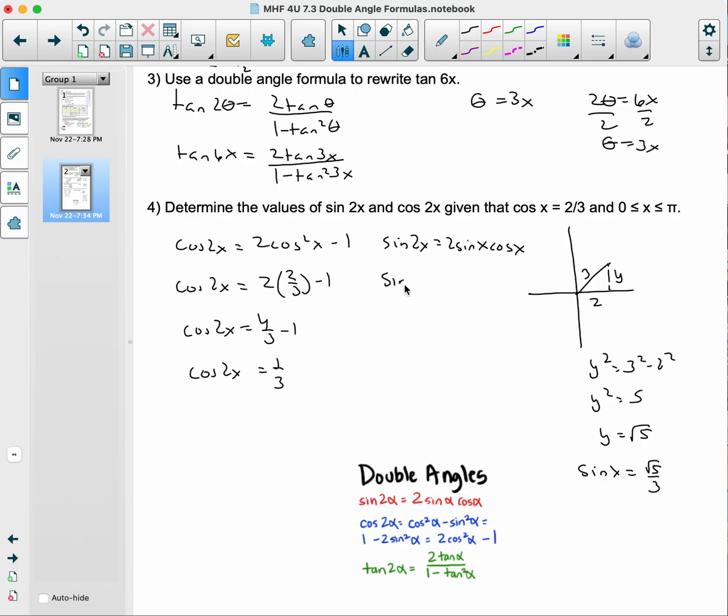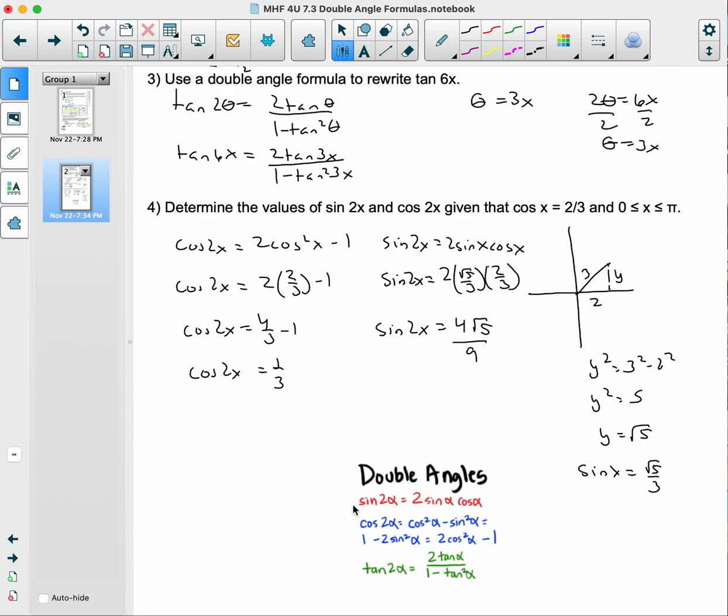So sine 2x is going to equal 2 times root 5 over 3 times 2 over 3. Okay. And then you just do the best you can with that. So the sine of 2x is going to be 2 times 2 is 4, root 5, and 3 times 3 is 9. Okay, and that's all it's looking for when it says to determine the values of the ratios.